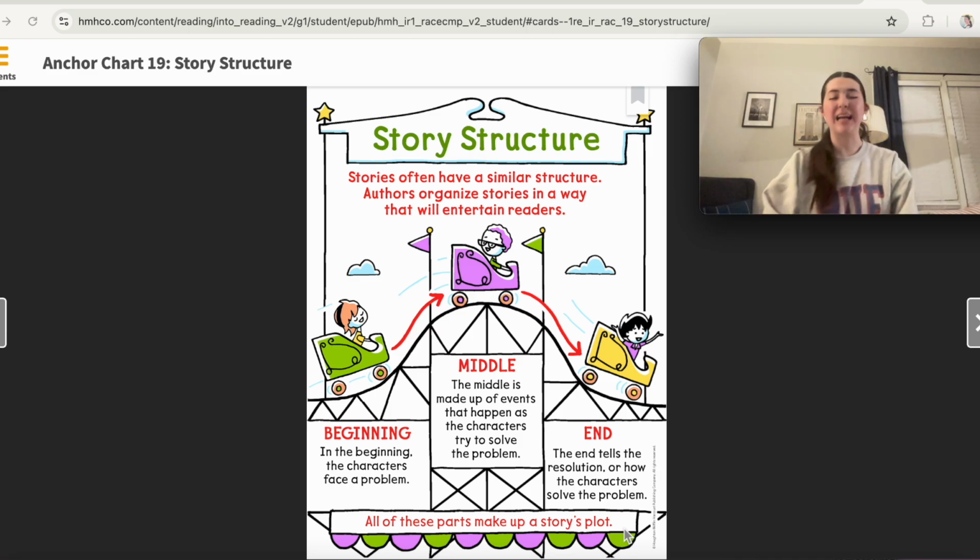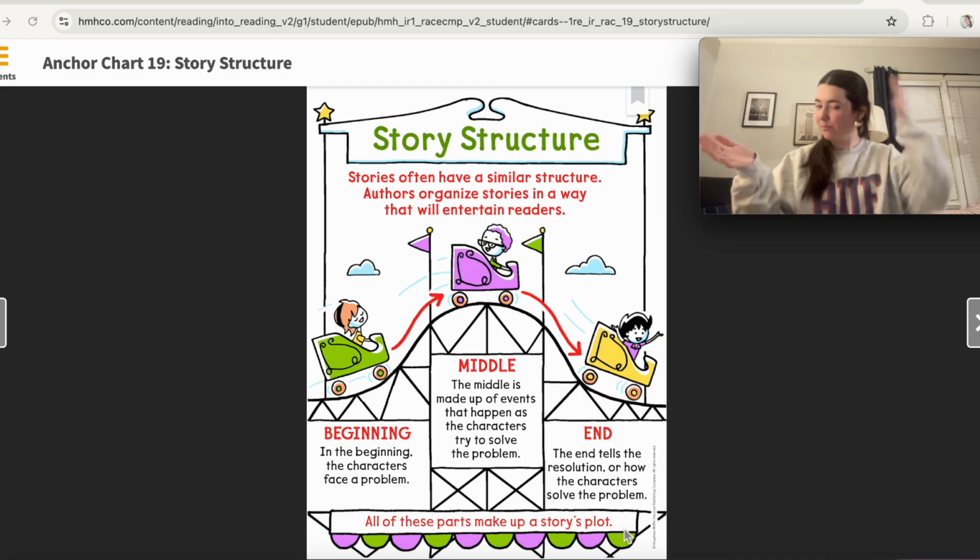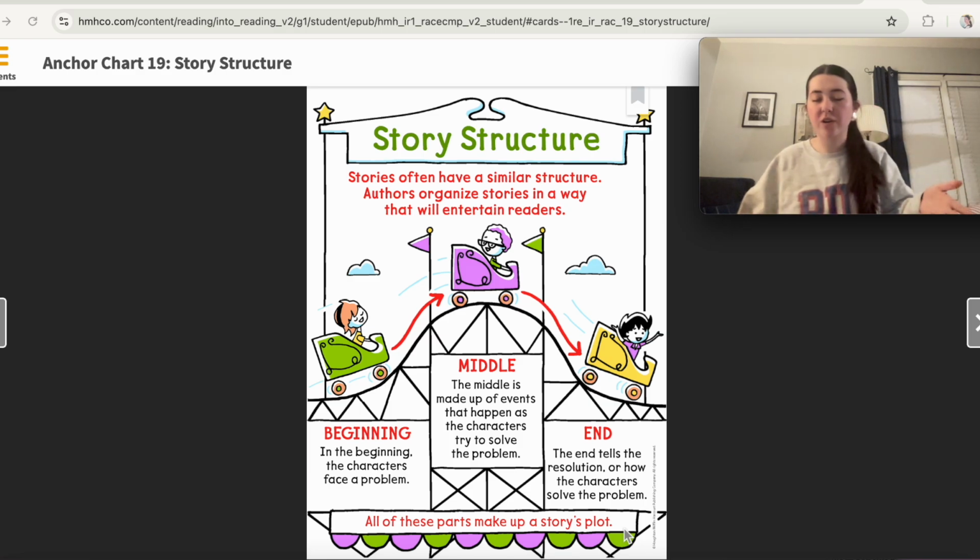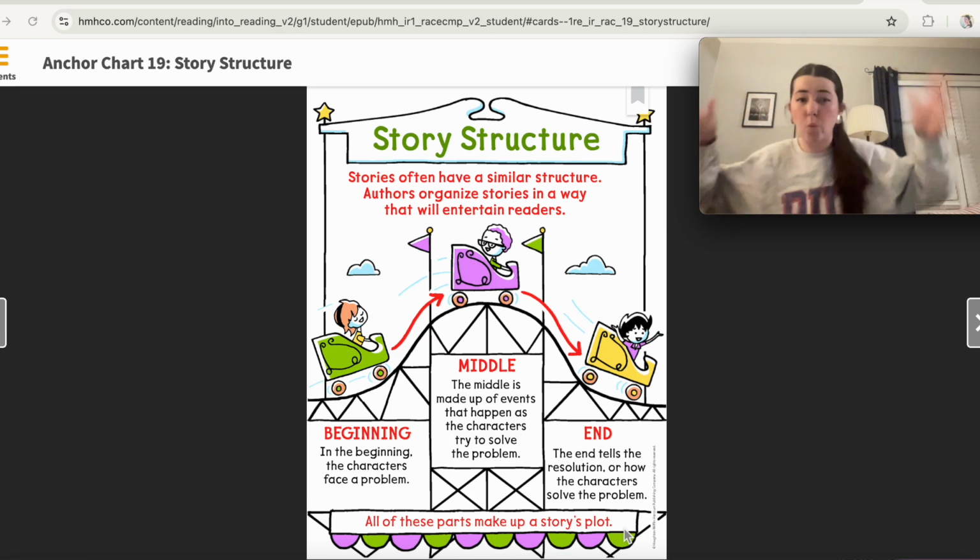So we are going to be doing a little reread today of our story, Hooray for Holidays. But today we're going to be talking about story structure, which is our anchor chart today. Can you say story structure? Very good. And when you think of story structure, I want you to think of it like a roller coaster.